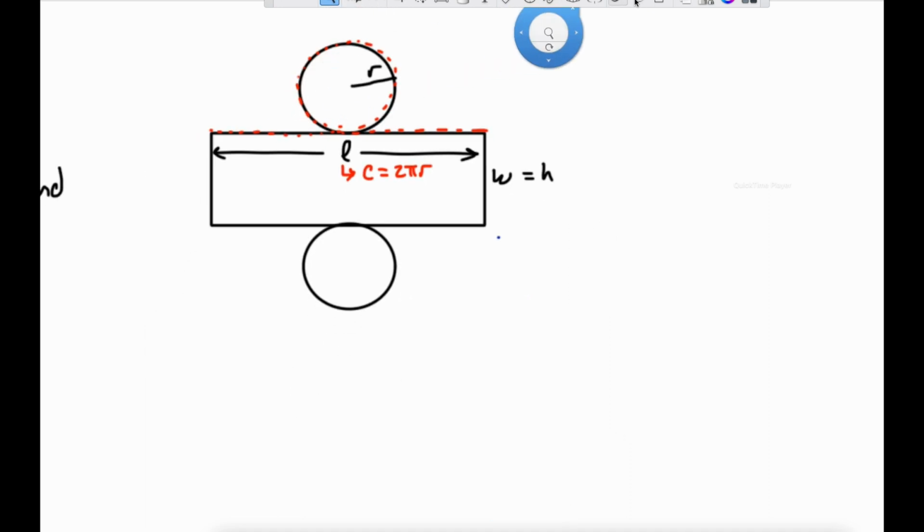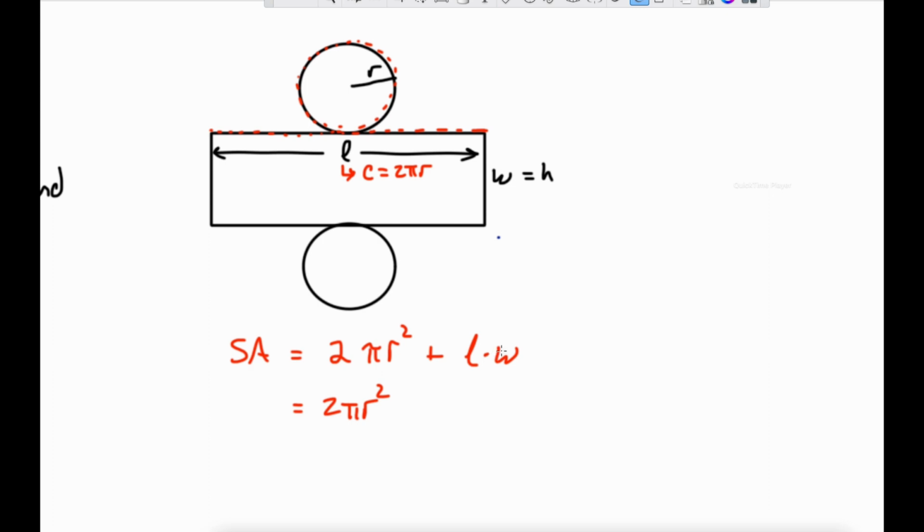So when we say surface area of a cylinder, we have 2 pi r squared, that's the two circles, since pi r squared is the area of a circle, plus length times width for this rectangle. Our length is 2 pi r, because that's the circumference of the circle, times h. So we're just replacing L and W with these two expressions.